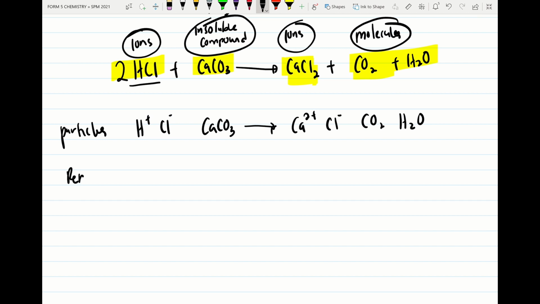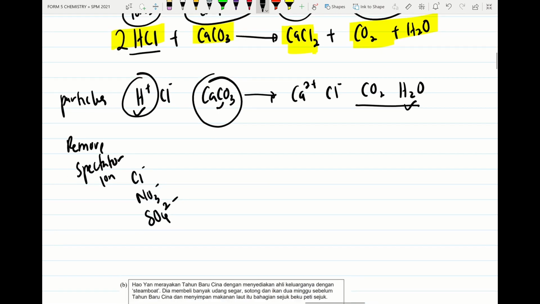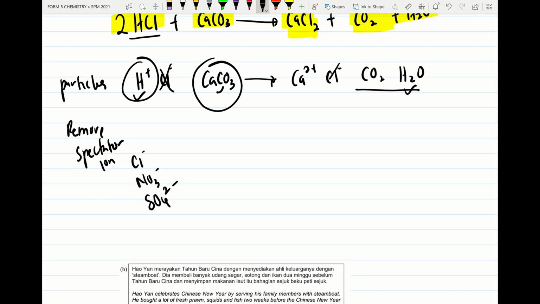So we need to remove the spectator ions. Spectator ions like chloride ion, nitrate ion, sulfate ion, please remove from this one. We need only carbon dioxide and water. Carbon is here, so I need this compound. Hydrogen is here, so I need the hydrogen ion. We don't need the chloride ion, so chloride ion acts as a spectator ion.